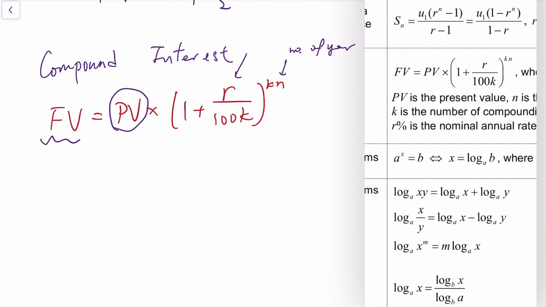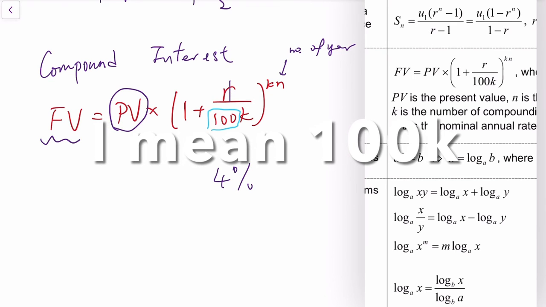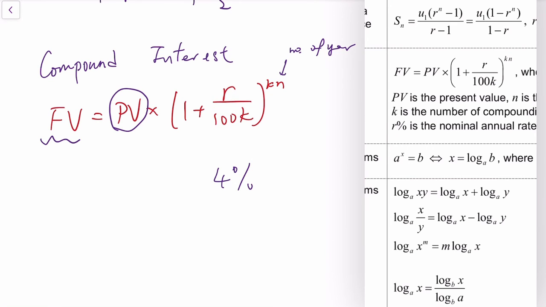Usually if it's 4%, then you would put this R to be 4, because the way they make this formula is that this 100 is the percent. So if it's 4%, you just put R to be 4, so it would have 4 over 100. Well, then the next problem is, what is this K? K stands for the number of times they calculate the compound interest per year. How many times they do compound interest per year?